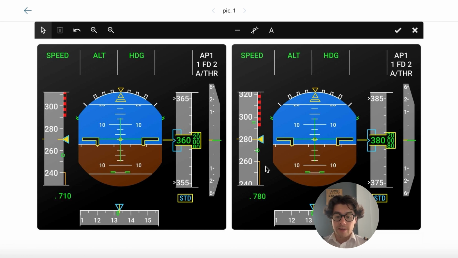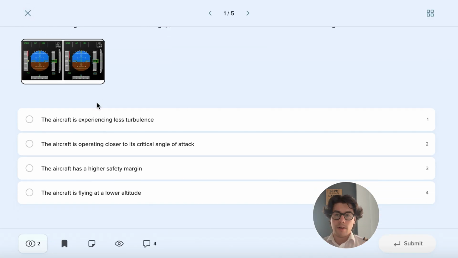So now, as you can see, the other aircraft is flying higher and this margin is much smaller. So what does it mean practically? This means that the aircraft is closer to a stall because of a decreased air density, and it also means that the aircraft is flying closer to the high speed buffet.